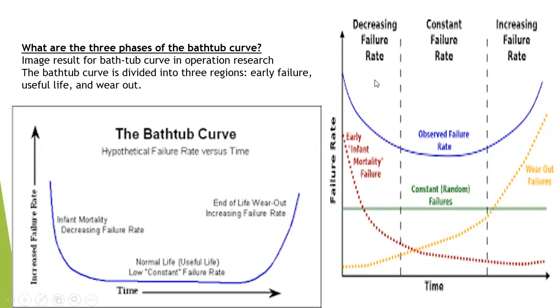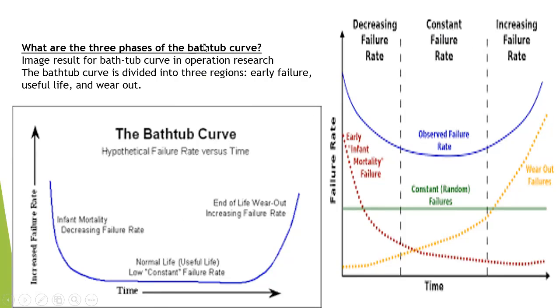First is the infant mortality, a decreasing failure rate. Then it starts the normal life, which it attains during a certain time, and then the end of life wear out, an increasing failure rate. So this is the bathtub curve of hypothetical failure rate versus time. This is also a bathtub curve representing the decreasing failure rate, then the constant failure rate, and the increasing failure rate. So the observed failure rate is given in the curve.